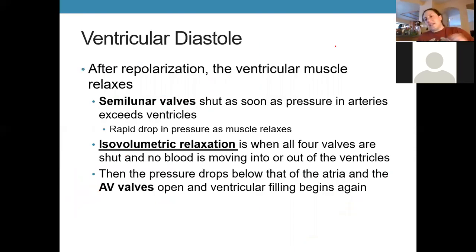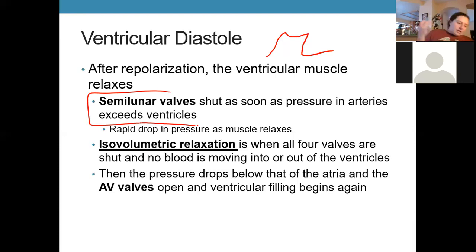After we've successfully ejected some blood from the ventricles, we're done with that electrical activity. The ventricular muscle is going to relax. As soon as we are done ejecting blood and the muscle starts to relax, the pressure in those arteries is now higher than in the ventricles as the ventricles ease off the pressure, and that shuts the semilunar valves. The atrioventricular valves have been closed since the beginning of ventricular systole. So again, we have this period of time where all four valves are shut as the ventricles relax. We call this isovolumetric relaxation. It's the first part of ventricular diastole.